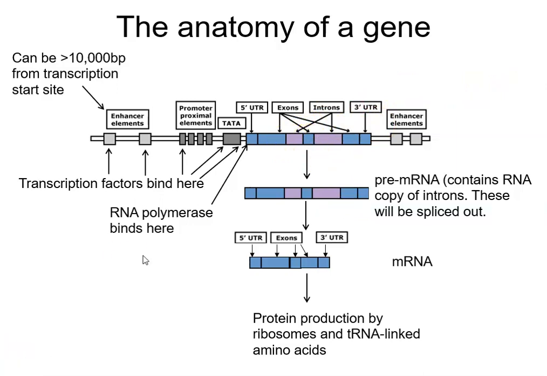So for transcription, mRNA production, RNA polymerase will bind roughly here and make an mRNA copy of the DNA for that gene. That will include the 5' untranslated region, introns, exons, and the 3' untranslated region. And this is our mRNA. And this is a pre-mRNA, and then those introns will be spliced out, and that will give us our mature mRNA that will be exported from the nucleus and translated into protein by the ribosomes.